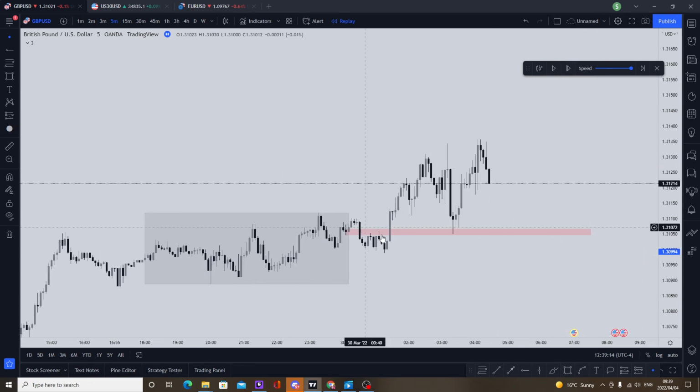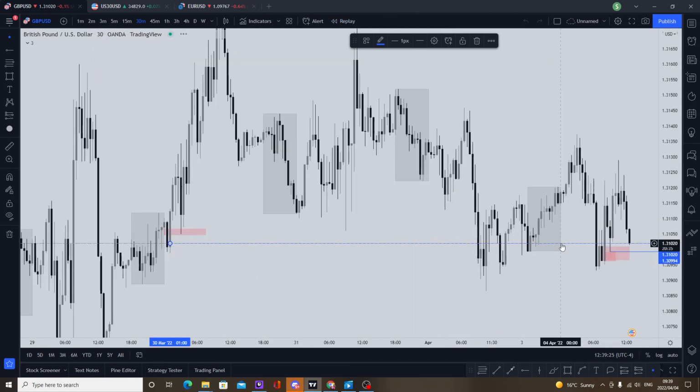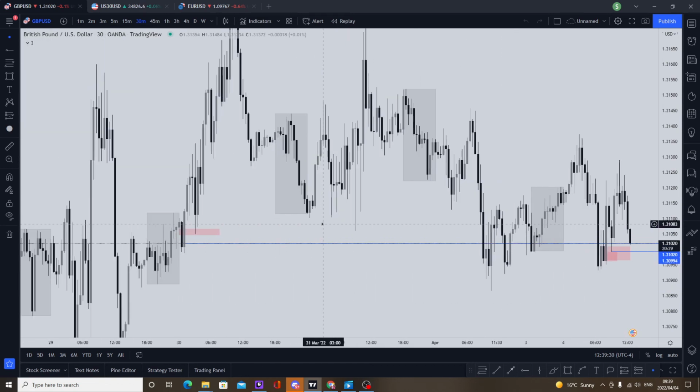How many will wait for market to come here? How many people will wait for market to come here? And I'm sure market never comes back to that zone. So if they come back, they just come and run it. You see, they run it. So it is what it is, guys.